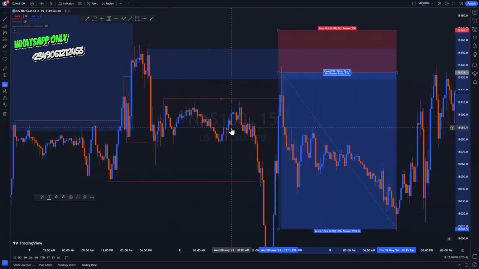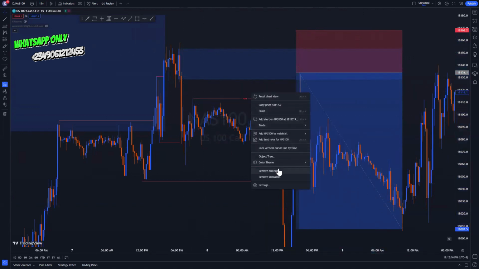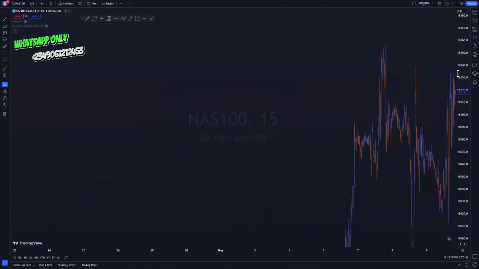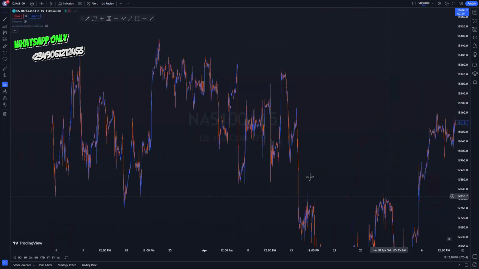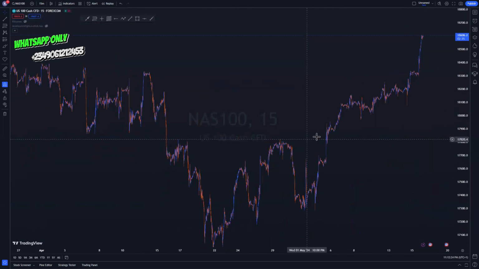So now I'm going to be using this setup to explain the whole strategy. So let's get straight into the class. First of all, I'm going to be removing the whole drawings, and I want to start from the whole overview of the price market.